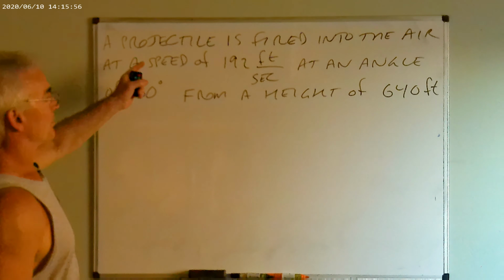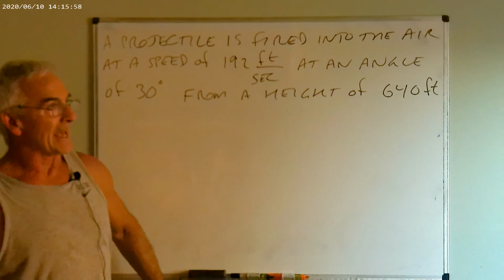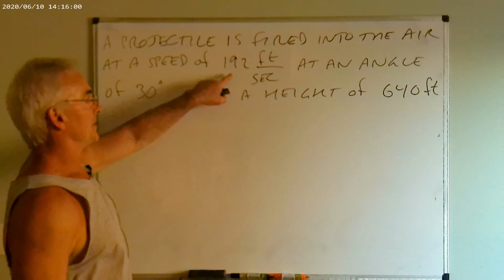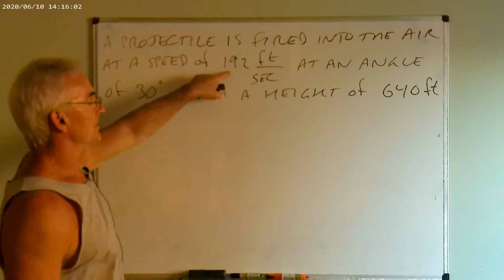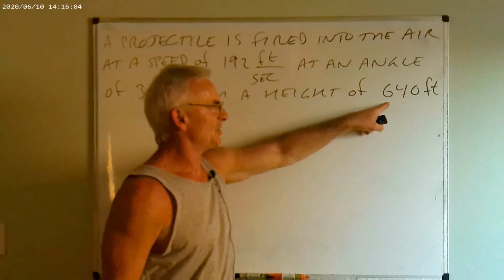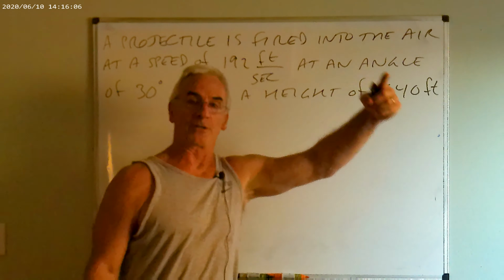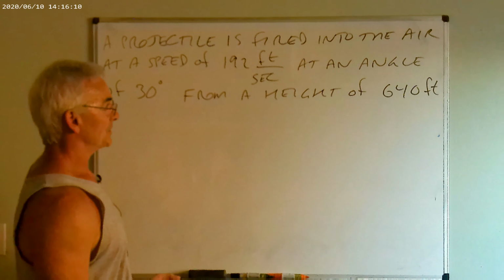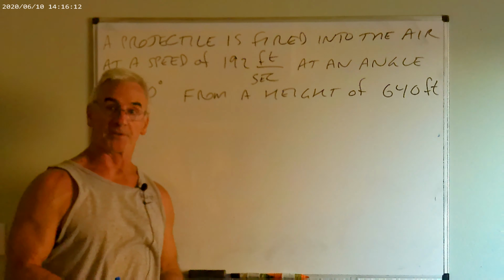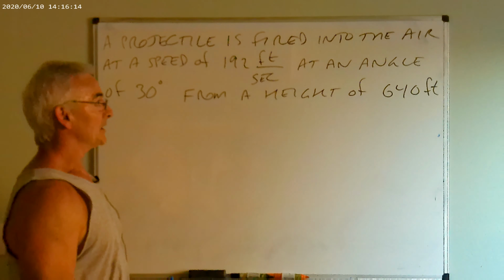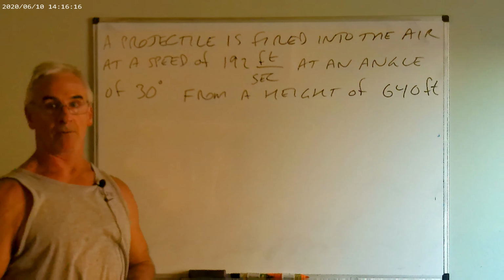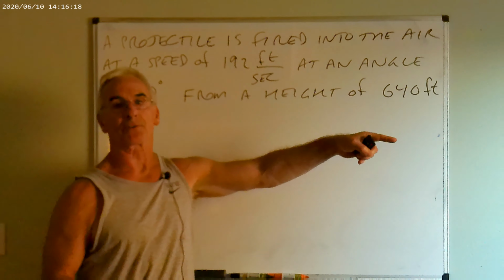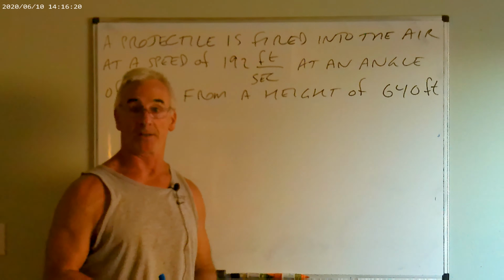Now, we're going to launch a projectile into the air at an angle of 30 degrees with initial speed of 192 feet per second, 640 feet off the ground. So eventually this thing's going to hit the ground. There's a few questions we have here. First of all, let's get a vector that describes its motion for any time. Let's figure out when it hits the ground. Let's figure out how far away it hits the ground, and let's figure out its speed upon impact.